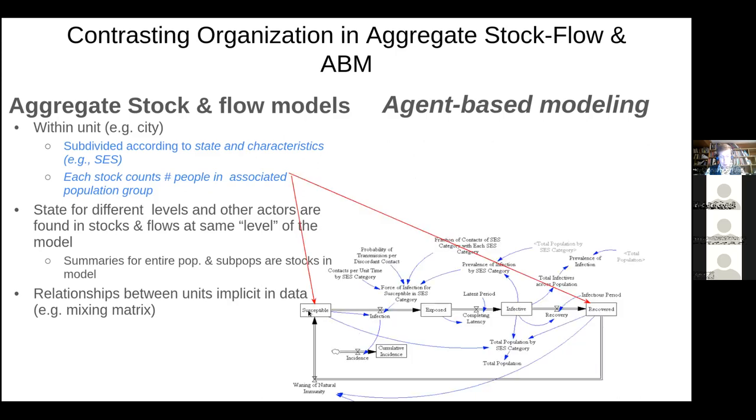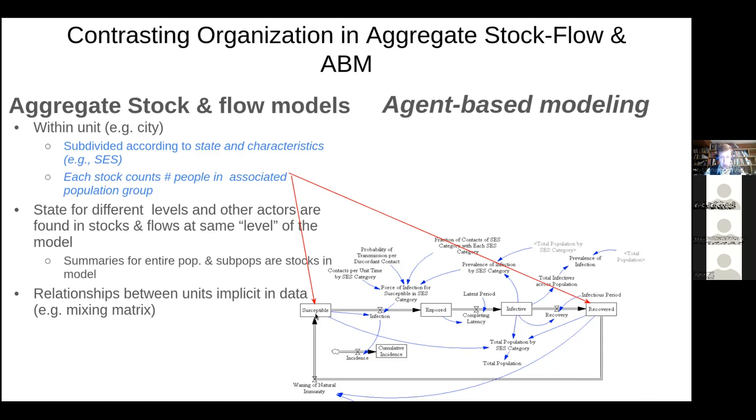Now, we organize the model here. It's subdivided into pieces according to the states and characteristics of people. So if we have this for a population that is defined, we'd like to characterize it for males and separately for females. How would we do that?